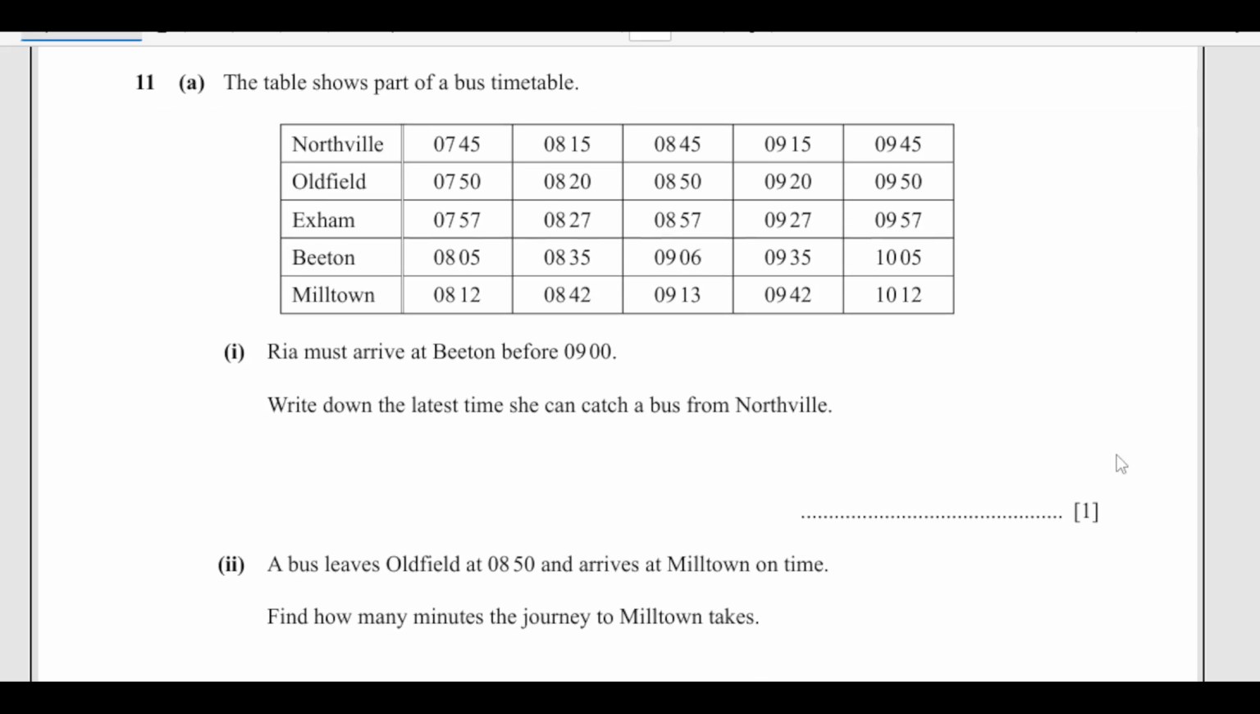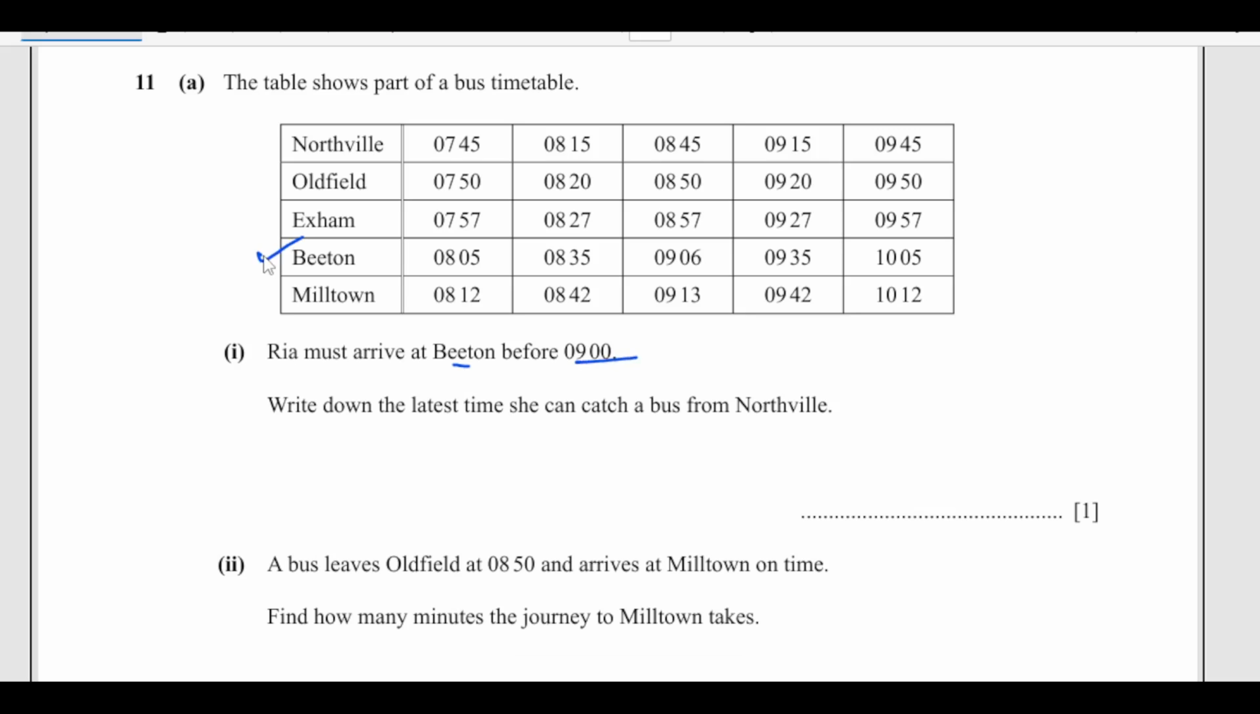So let's start number 11. The table shows part of a bus timetable. You see, this is a bus timetable. Ria must arrive at Beaton before 9. Beaton, where is Beaton? Beaton is here. She should arrive before 9.